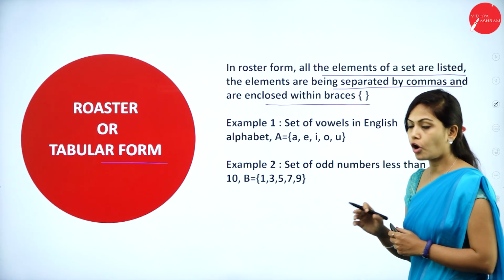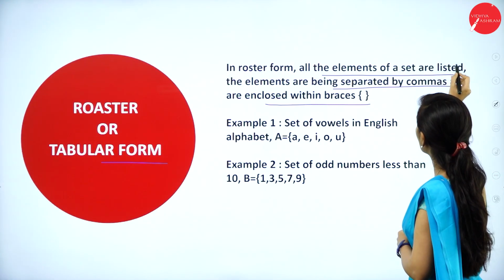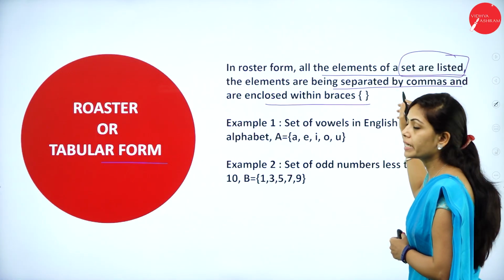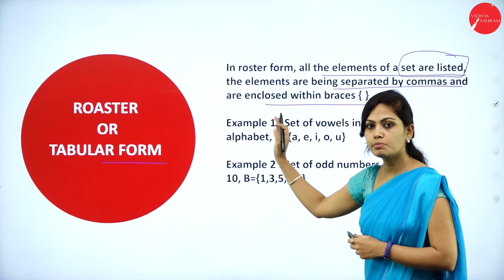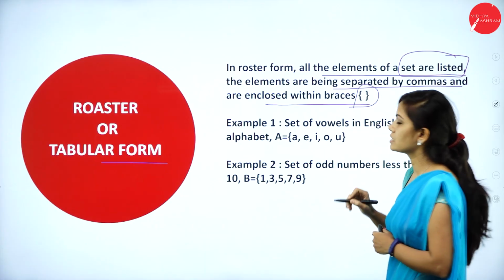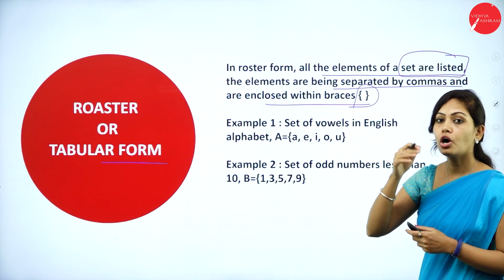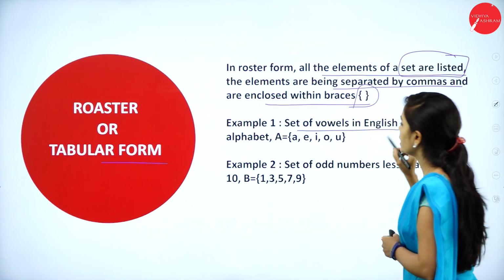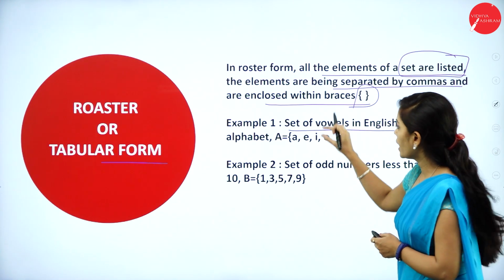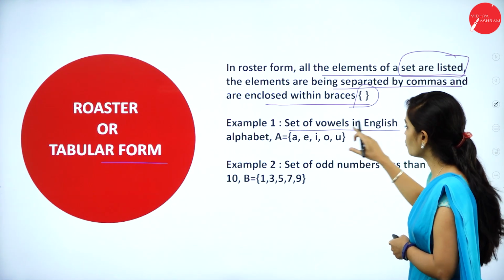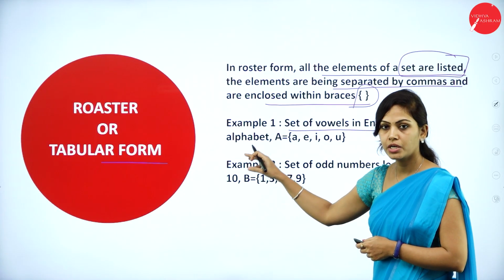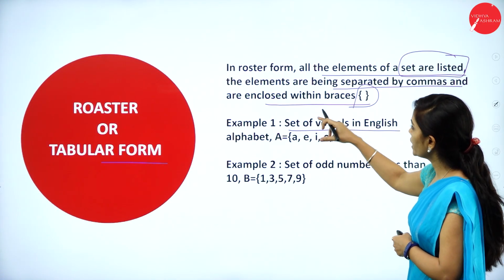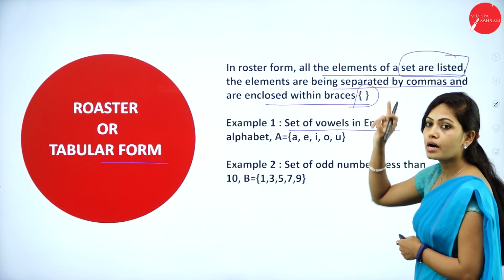So in roster form, all the elements of a set are listed. The elements are separated by comma and enclosed by flower braces. Example, set of vowels in English. Here I have one statement, set of vowels in English alphabet, that I will write in a roster method. Here all the elements of a set are listed.